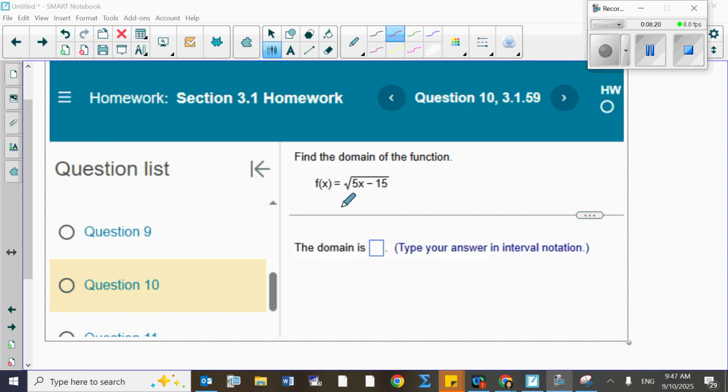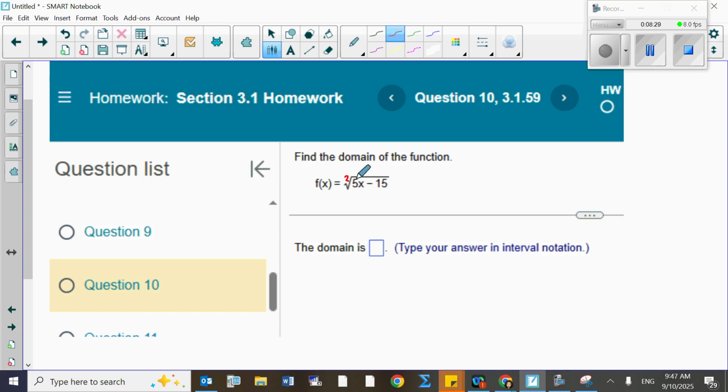To find the domain of this radical function, we need to know that on the radical with index 2, which is basically called the square root, we cannot have a negative number. So whatever we have on the radical should be positive. So this is going to help me to find the domain of the function. Whatever I have on the radical should be greater than or equal to 0.